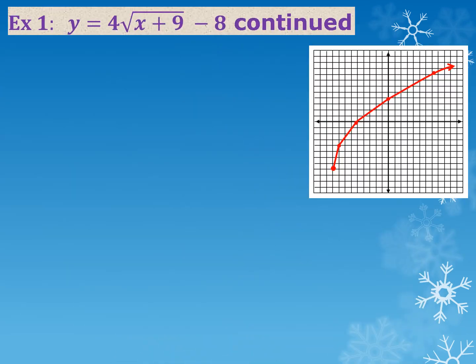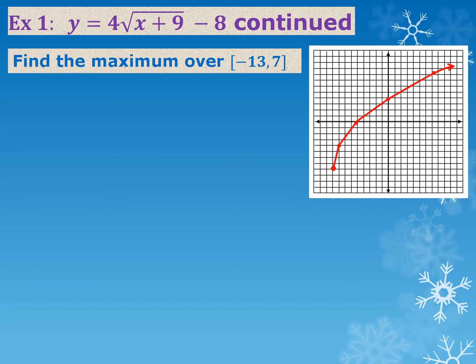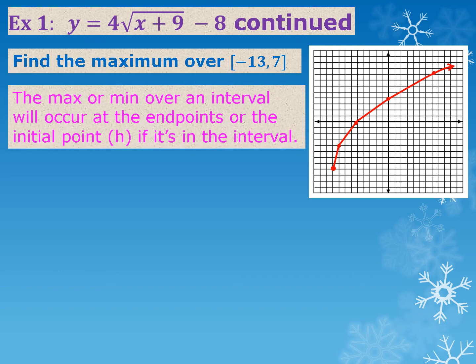Let's continue on with this example. Now they want us to take this equation and find the maximum over the closed interval -13 to 7. Well, because we've got that initial point, we kind of do have to treat it a little bit like a vertex. So the max or min over an interval will occur at the endpoints of the interval or at the initial point if it's inside the interval.